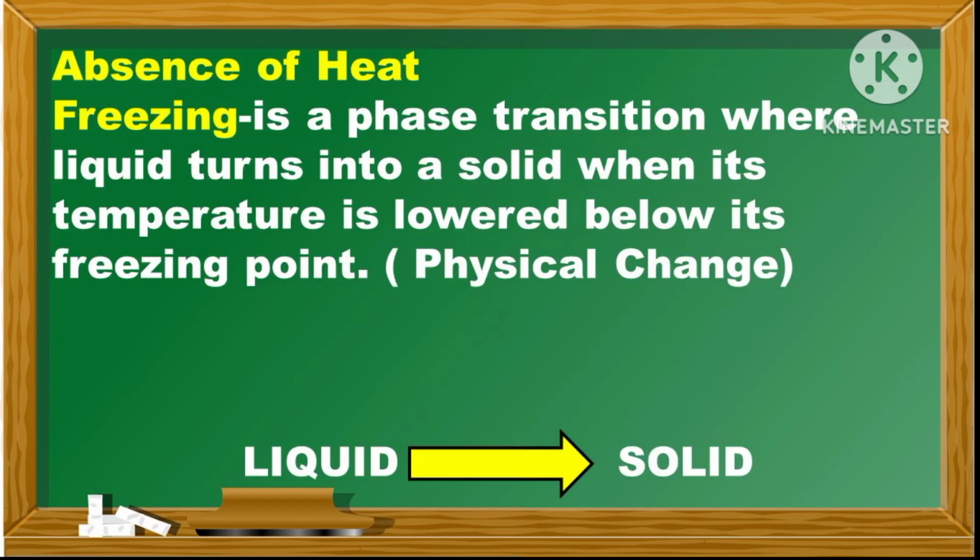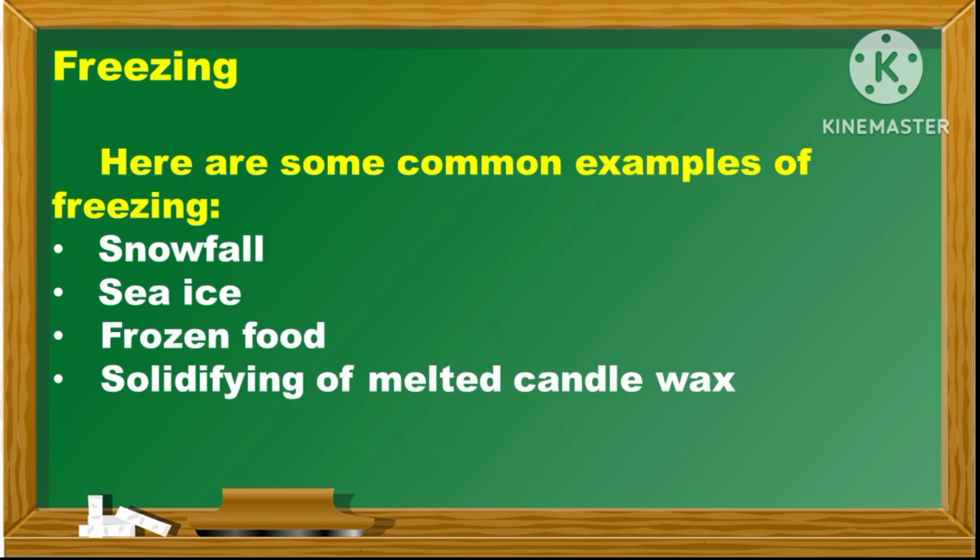Freezing is a phase transition where liquid turns into a solid when its temperature is lowered below its freezing point. Here are some common examples of freezing: snowfall, sea ice, frozen food, solidifying of melted candle wax.